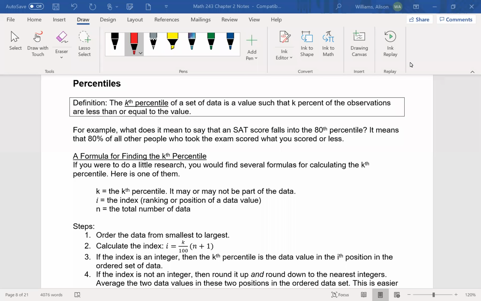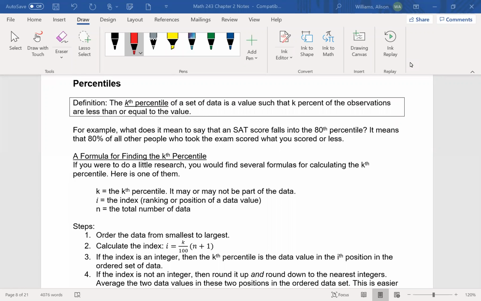In this video, I'm going to talk about percentiles. So let's define this. Most of us have heard what a percentile is, but it does have a formal definition that'll be helpful to us. The kth percentile, so k referring to 8th, 10th, 90th, whatever you're talking about, of a set of data is a value such that k% of the observations are less than or equal to the value.